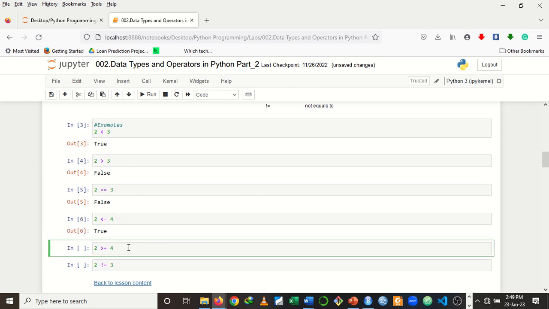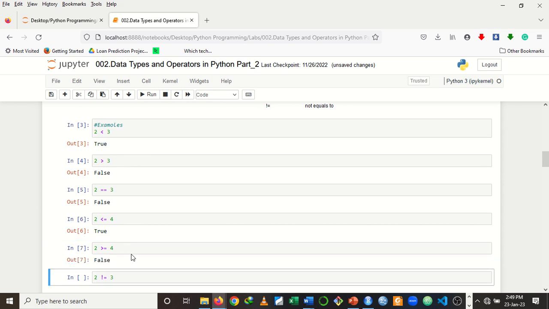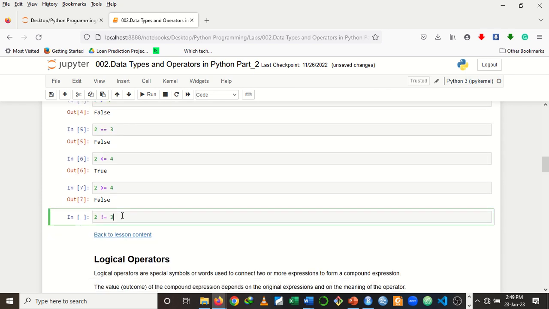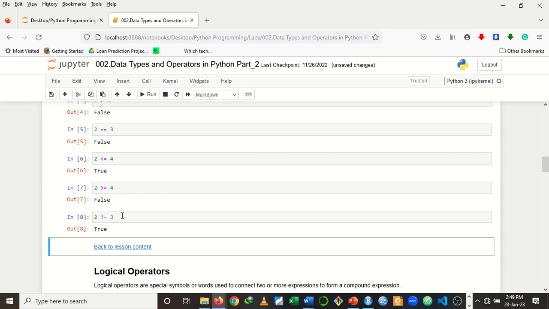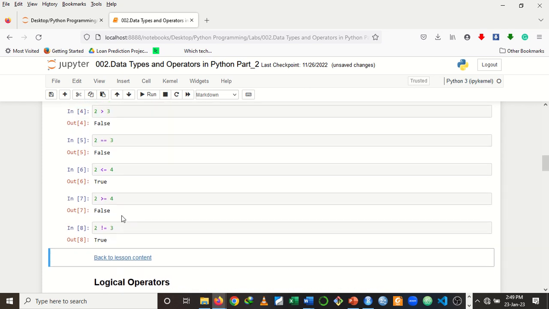But if you say 2 is greater than or equal to 4, you also get false, right? So kindly pay attention to that. And this is the last one, saying that 2 is not equal to 3, right? Comparison operators look very simple in this case, but their usage or their importance in programming cannot be underestimated, right?